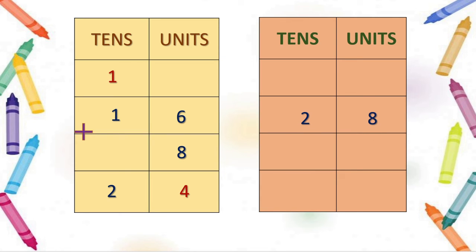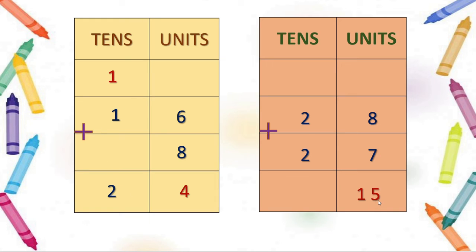2 tens, 8 units plus 2 tens, 7 units. Yes, begin from unit place. 8 plus 7. 8 keep in your mind, and 7 you can take on your fingers and tell me the answer. Yes, very nice. 15, right? Okay, and now what is the next step?